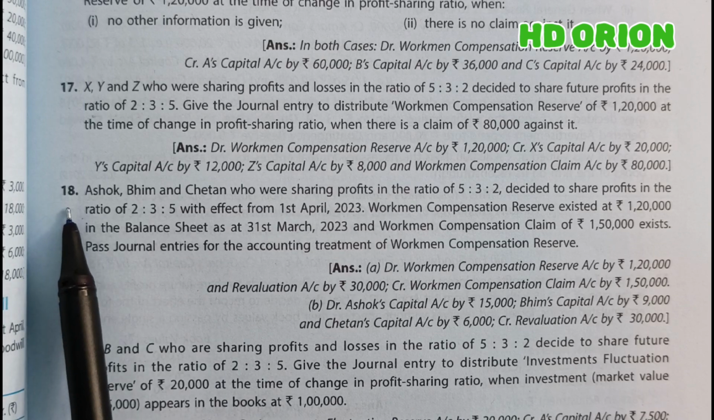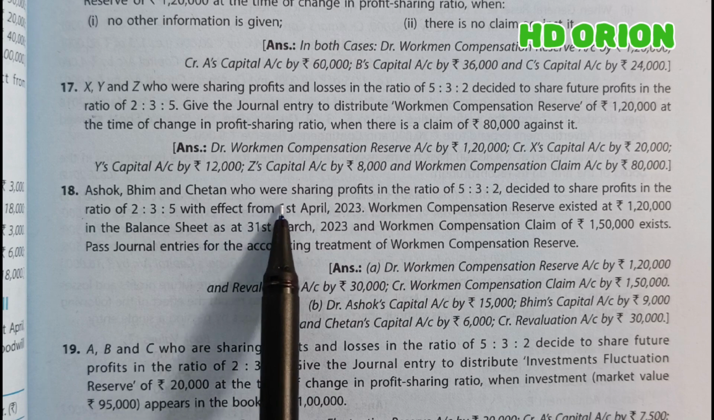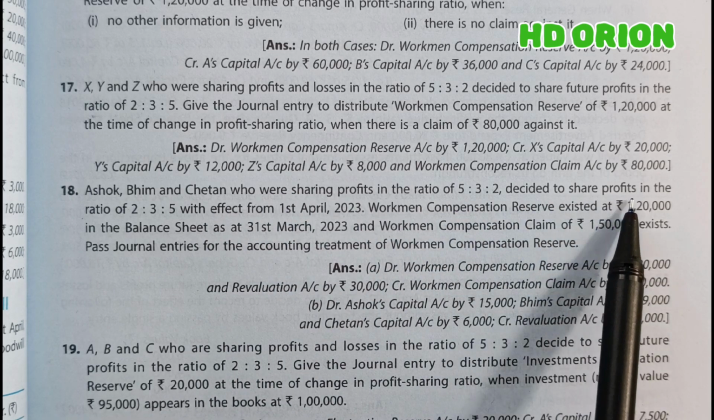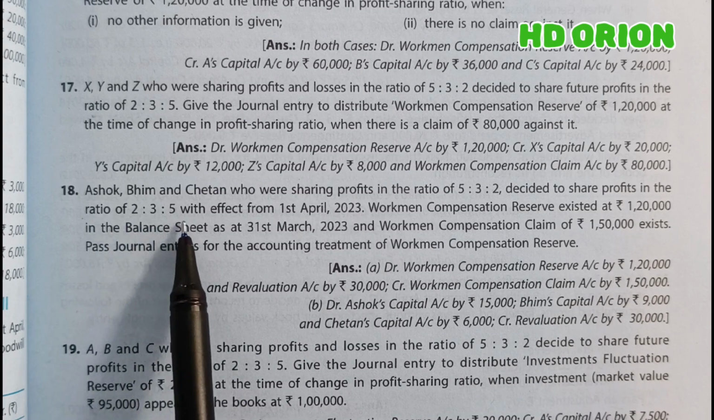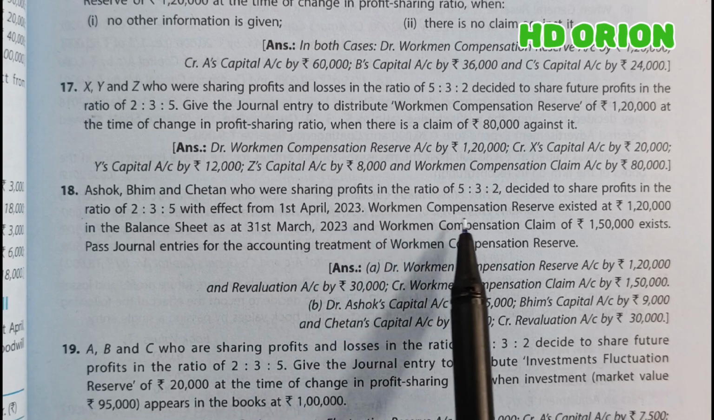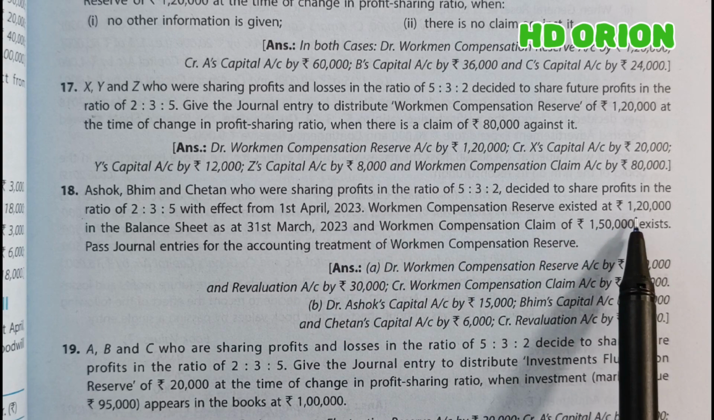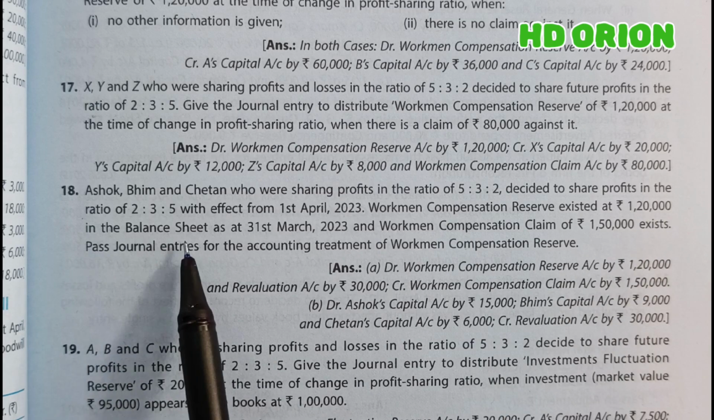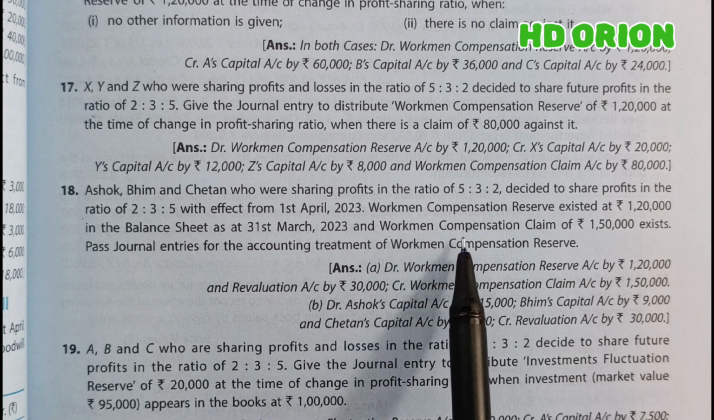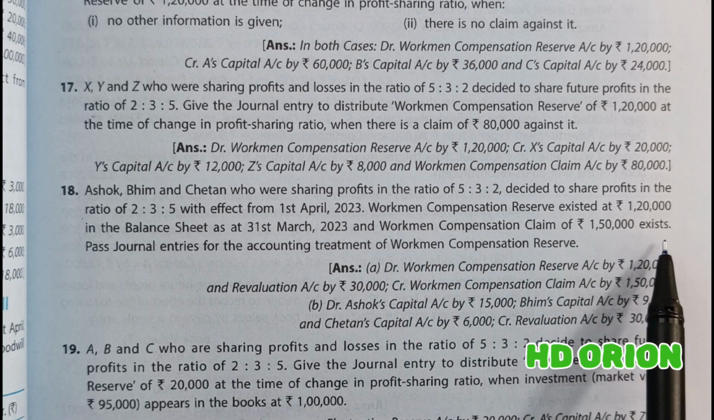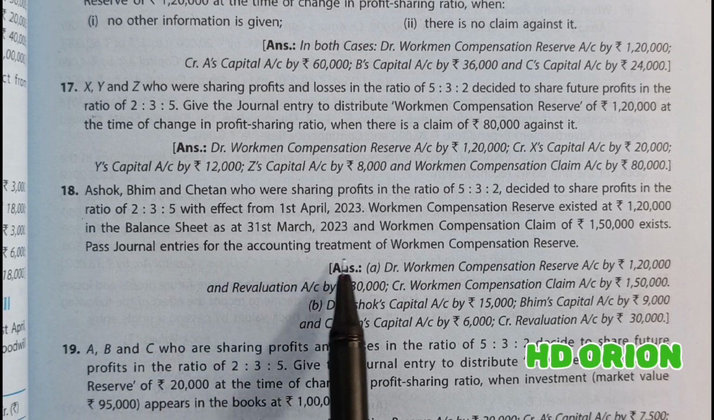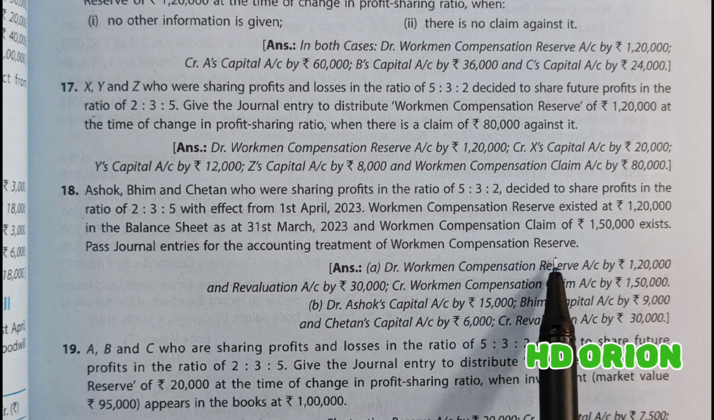Now let us see question number 18. Ashok, Bhim and Chetan, who were sharing profits in the ratio of 5:3:2, decided to share profits in the ratio of 2:3:5 with effect from 1st April 2023. Workman compensation reserve existed at rupees 1,20,000 in the balance sheet as at 31st March 2023, and a workman compensation claim of rupees 1,50,000 exists. Pass journal entries for the accounting treatment of workman compensation reserve.